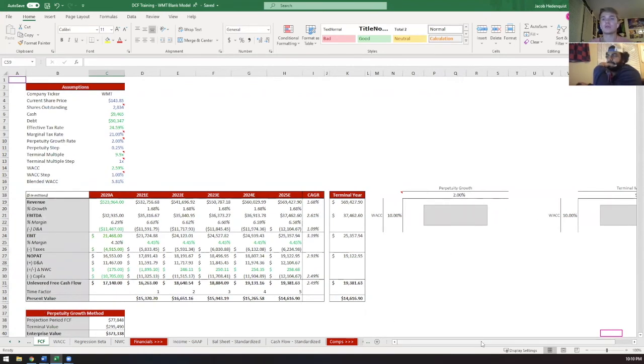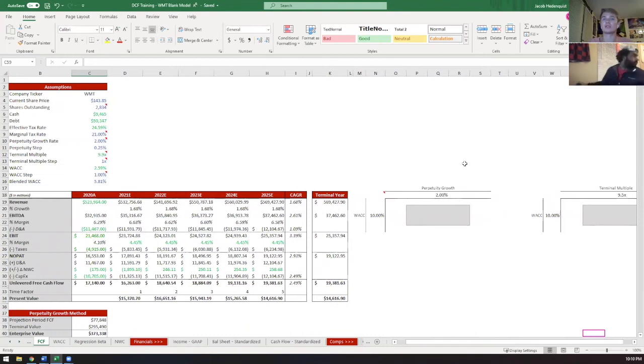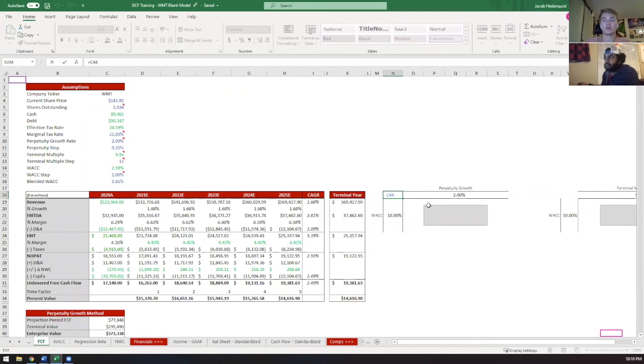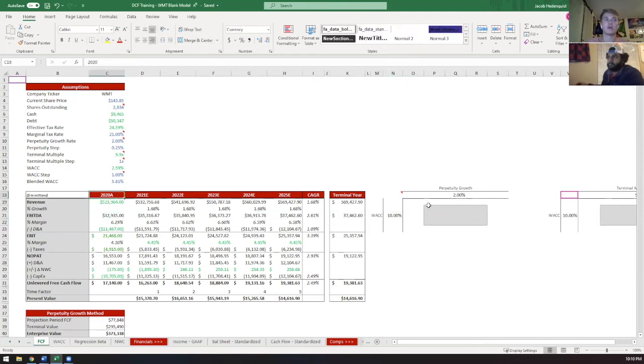So now we're going to do our sensitivity tables just to show the range of values we think this company could be worth. And here you have all the directions right here, but in order to show you, this is connected to that C44 for our perpetuity growth method, our implied price. In order for this to work, this has to be hard coded. And then this WACC also has to be hard coded. This is just something funky that you have to do when making the sensitivity tables.